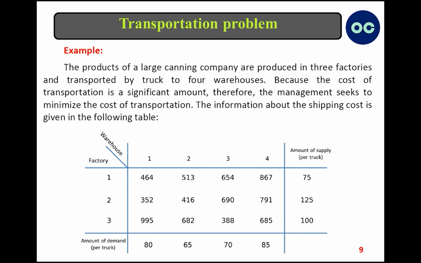Let's see an example. A big company producing its product in 3 factories here, factory 1, 2, and 3, needs to transport them to the 4 warehouses here using a truck. Since the transportation costs are a significant expense, the company manager aimed to minimize these costs. The table below provides the information about the shipping cost. So you can see that the shipping cost per unit of transport from factory 1 to warehouse 1 is 464. And we have the demand and supply.